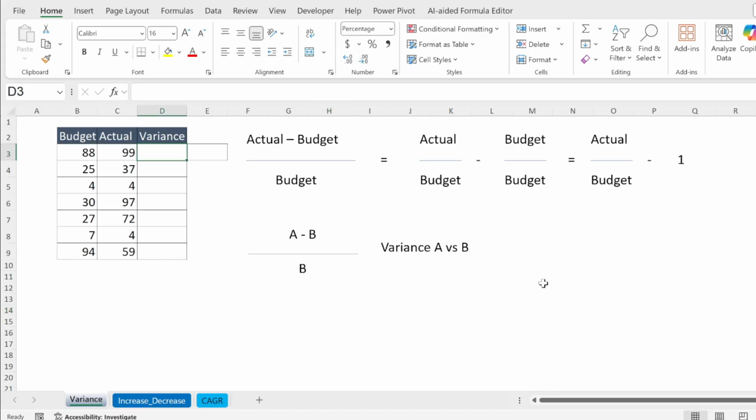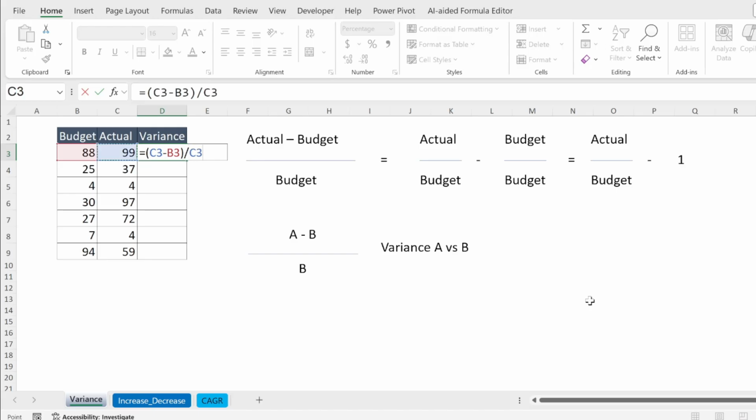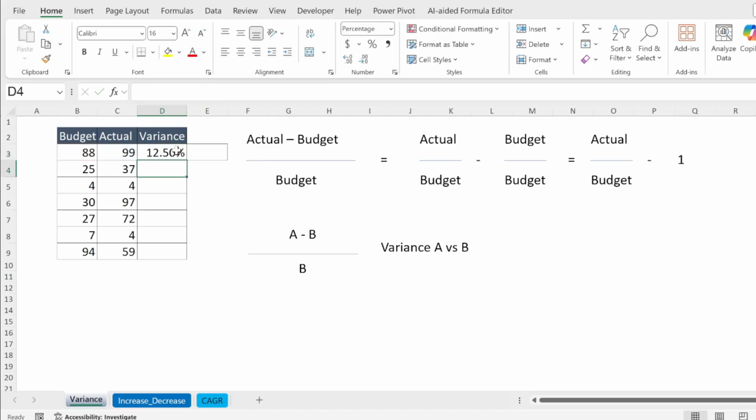So if I try this formula here, I'm going to do equal. We're going to open parentheses, actual minus budget. This is the cell, close parentheses, divided by, now you know it, it's budget. So it's this cell. Press enter and you get 12.5%. So the variance between actual and budget is 12.5%, or actual is higher than budget by 12.5%. This is what it means.